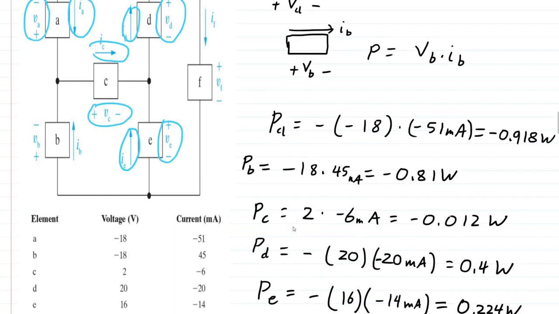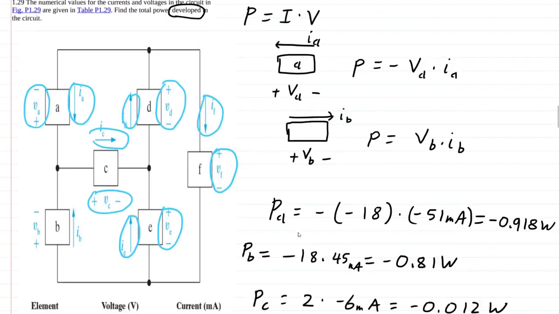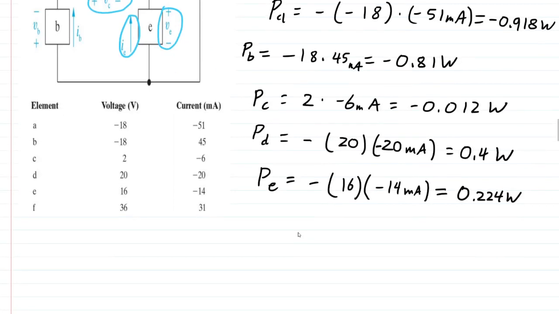And finally, we have VF, or element F. So we notice the current is going from plus to minus. So we're going to have a positive at the front, so PF, and we have 36 volts times 31 milliamps, and that equals 1.116 watts.